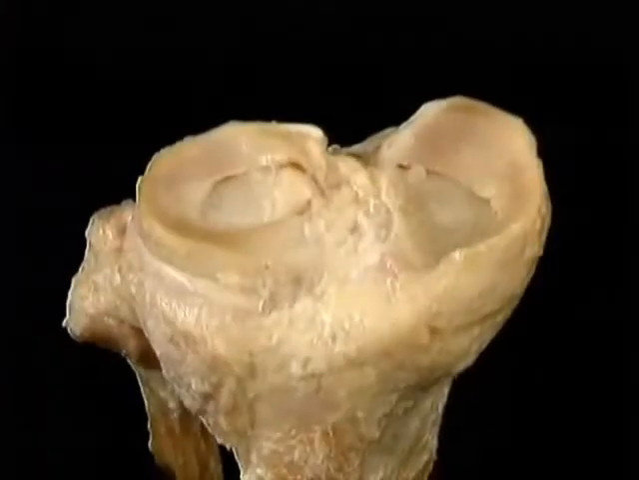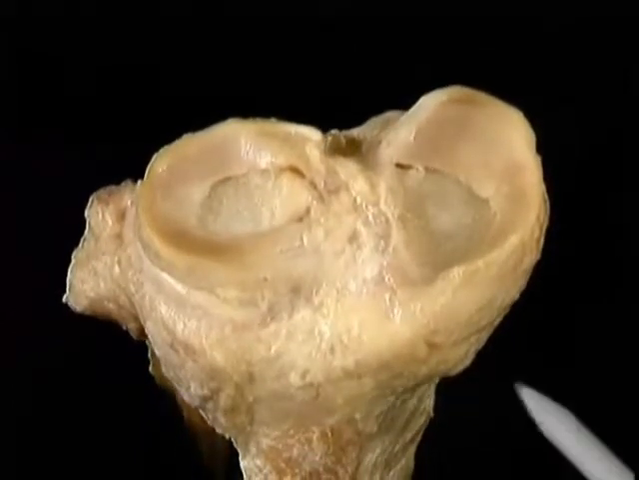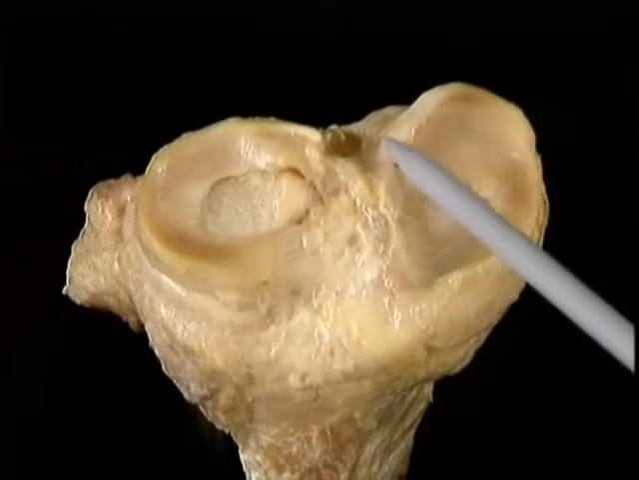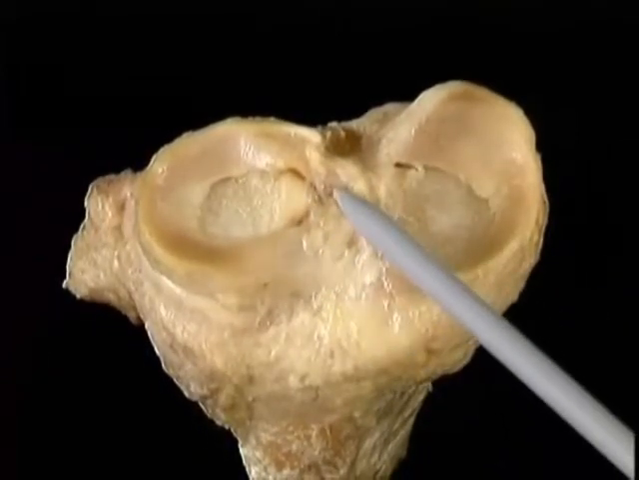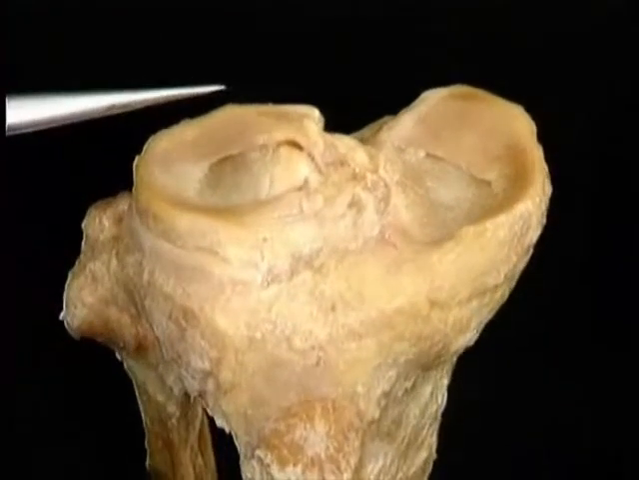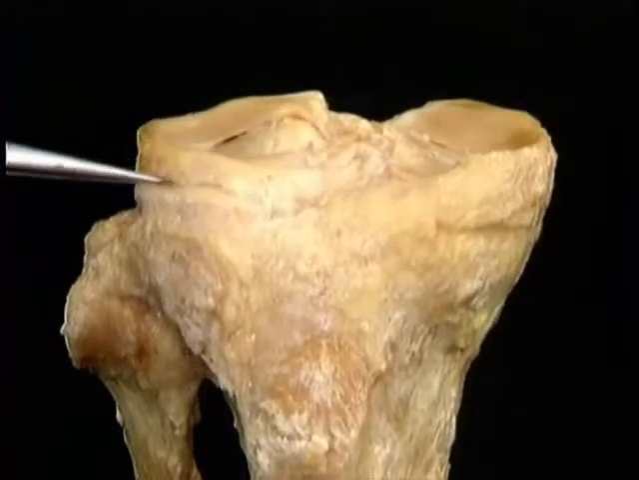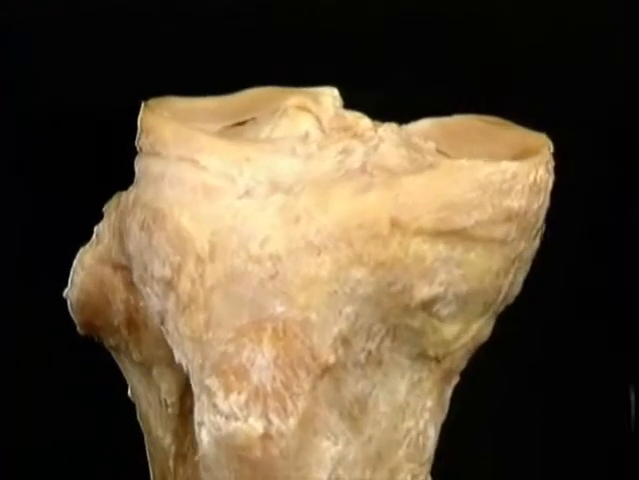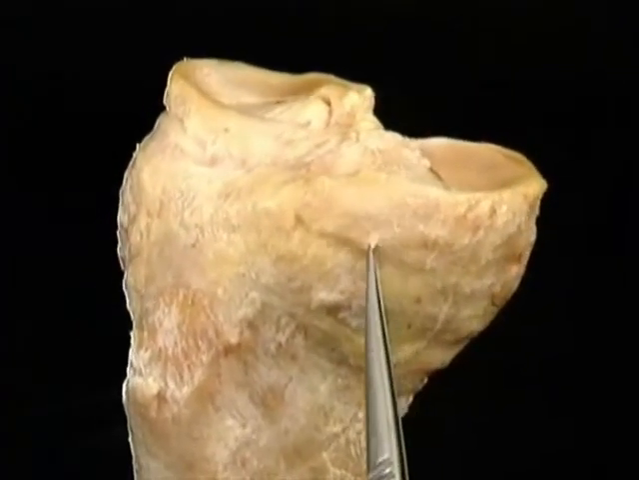The two ends of each meniscus are attached to the interarticular area of the tibia, the medial ones far apart, the lateral ones close together. In addition, each meniscus is attached all the way around its edge, both above and below, to the joint capsule. Here's part of the joint capsule. We'll see more of it later.